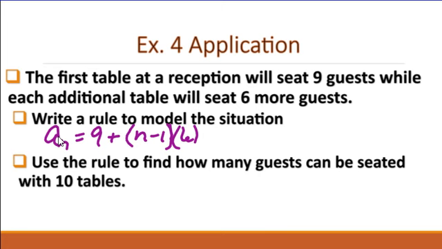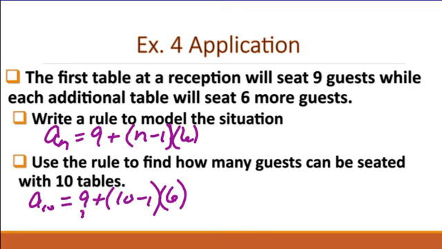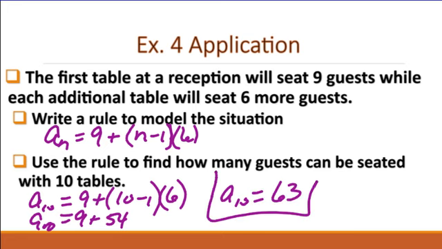Now we're going to use that rule to find out how many guests we seated with 10 tables. So we're finding the 10th term. So I have 9 plus 10 minus 1 times the common difference of 6. So 9 plus 9 times 6 is 54. So 54 plus 9, our 10th table will have 63 guests.